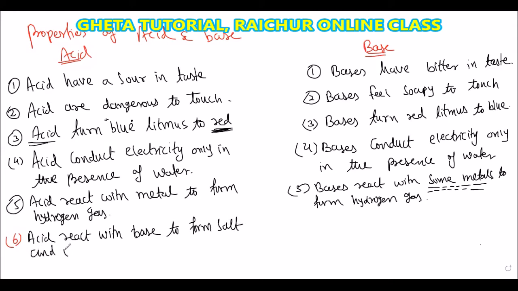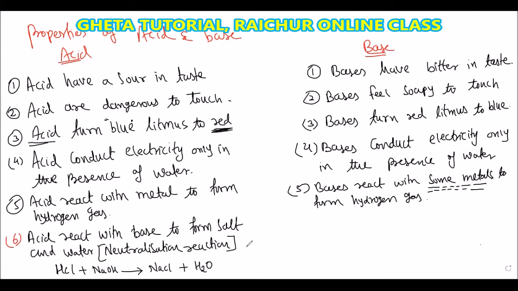And this reaction has a name also. What is this? Neutralization reaction. Exactly correct. When acid reacts with base, they form salt and water, and such reactions are called neutralization reactions. For example, HCl reacts with a strong base, I will take here NaOH. So you will get here what? NaCl, that is salt, plus water, H2O.